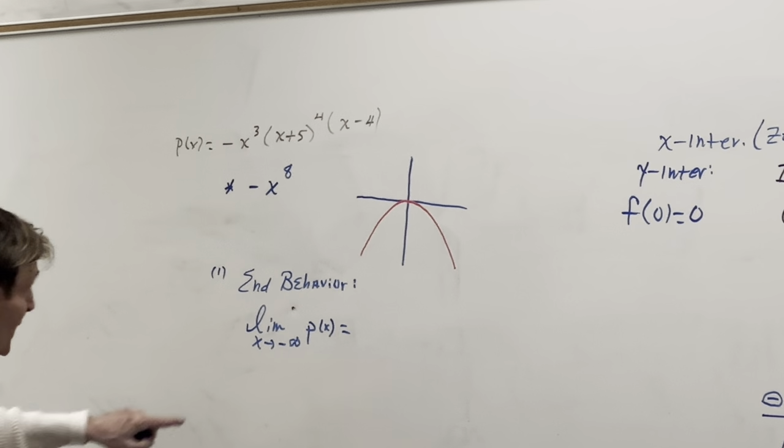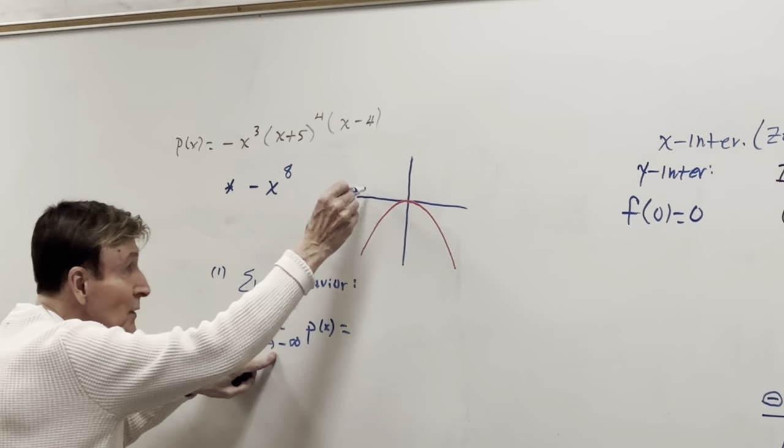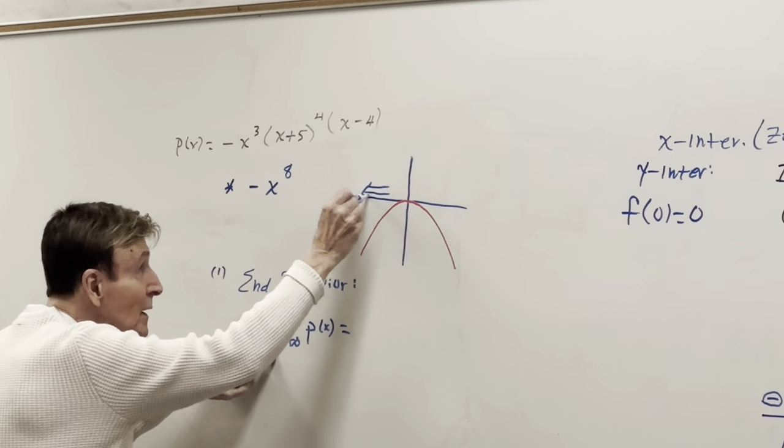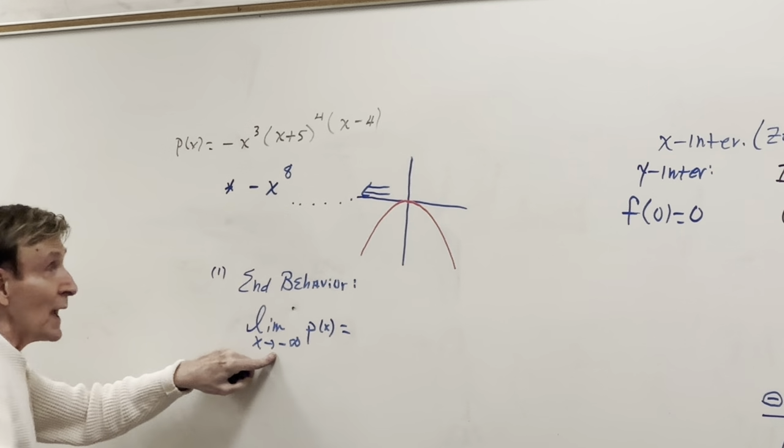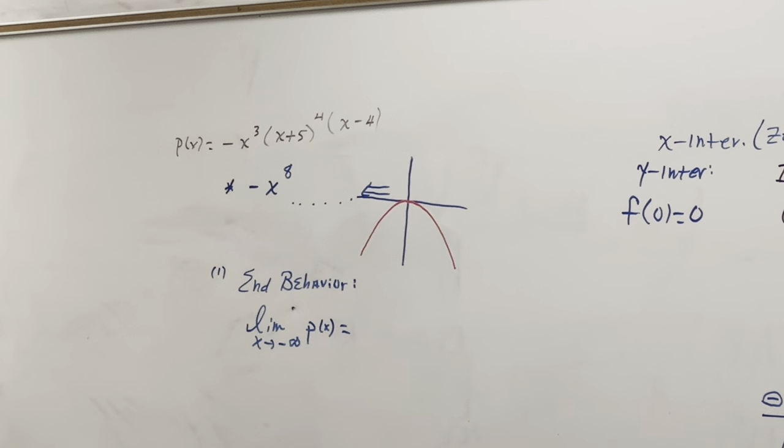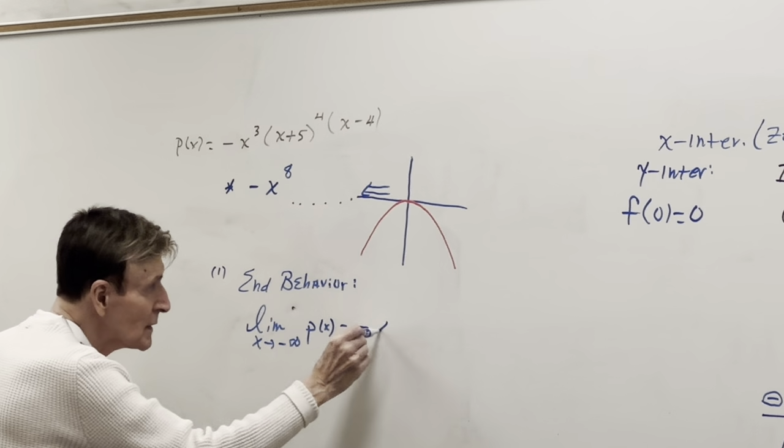Guys, as I walk this, negative infinity says you're walking this way forever. You're going that way. What's my red graph doing as you drag it along with you? Is it dropping down forever?